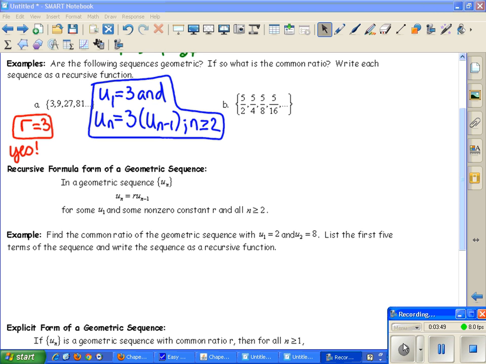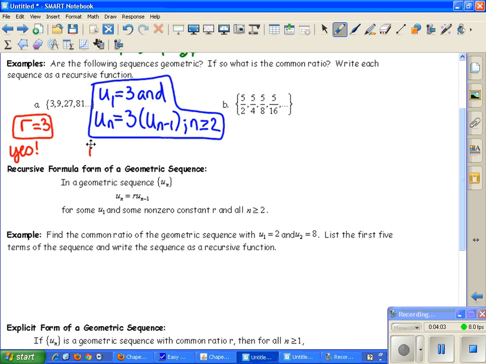Why is it n greater than or equal to 2? Because we already stated our first term, u sub 1. So then we're trying to find the next term, which would start with 2. So if I plug 2 into this formula, u sub 2 would then be equal to 3 times u sub 2 minus 1.